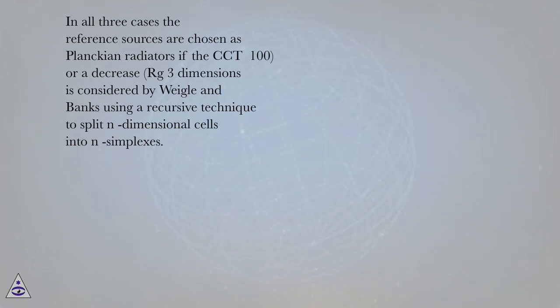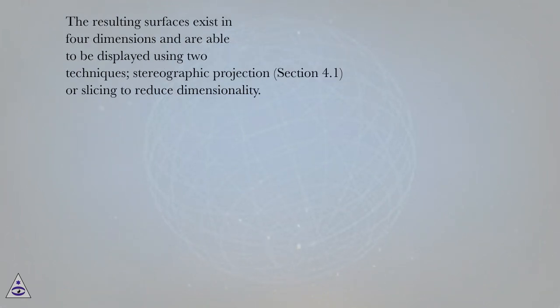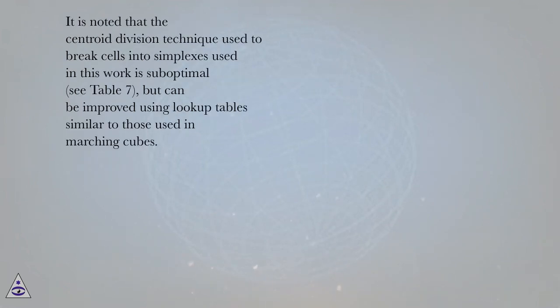3 dimensions is considered by Weigle and Banks using a recursive technique to split n-dimensional cells into n-simplexes. The resulting surfaces exist in 4 dimensions and are able to be displayed using two techniques, stereographic projection, section 4.1, or slicing to reduce dimensionality. It is noted that the centroid division technique used to break cells into simplexes used in this work is suboptimal, see Table 7, but can be improved using lookup tables similar to those used in marching cubes.